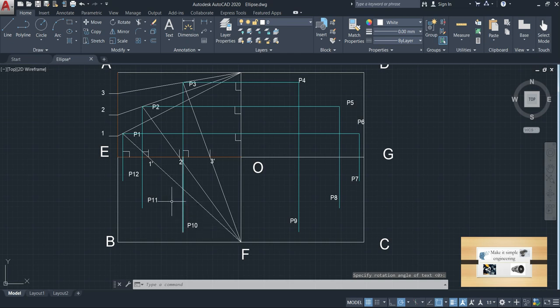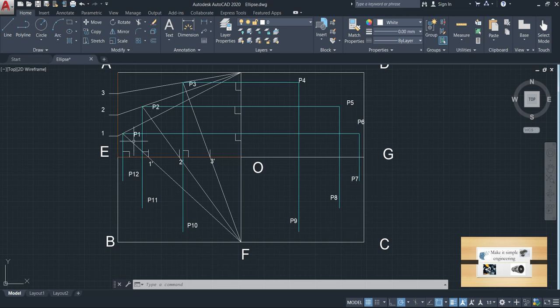Now you will get three different points, P10, P11 and P12. These three points are extensions of points P1, P2, P3. Line EO, which is the semi-major axis of the required ellipse, is bisecting the lines P1P12, P2P11, P3P10. So likewise you have to draw these lines.